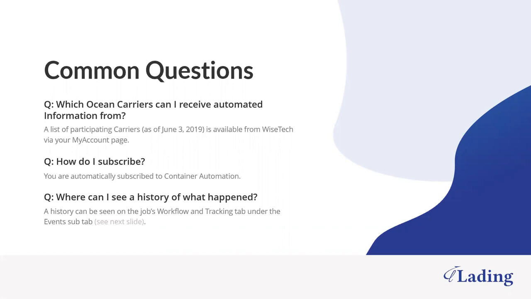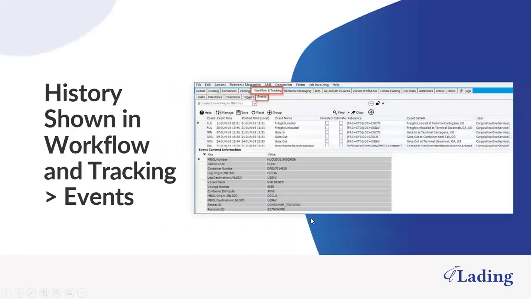And where can you see a history of the jobs, of what happened? Well, if you go to the Jobs Workflow and Tracking tab under the Events subtab. So in this example, we're looking at a consolidation. But if you go to Workflow and Tracking and Events, you can see a history of all of your events.